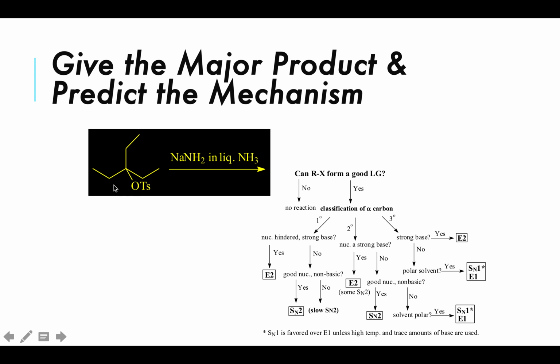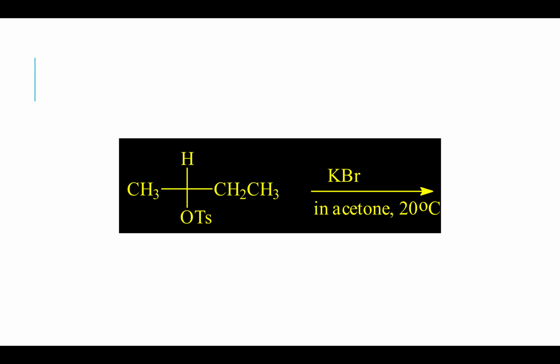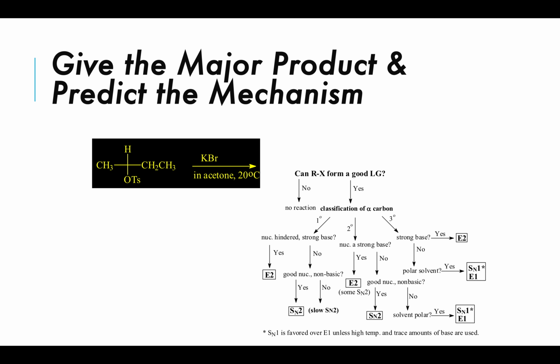Okay, let's try this one now. Is tosylate a good leaving group? Hell yes. What kind of carbon is this? It's tertiary. Did we use a very strong base? Yes, we did. Sodium amide. So that automatically means we form an E2 product. And it's symmetrical, so it will all look the same. Okay, let's try this one. Everyone, let's go to the next slide.